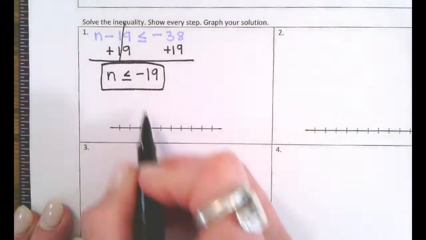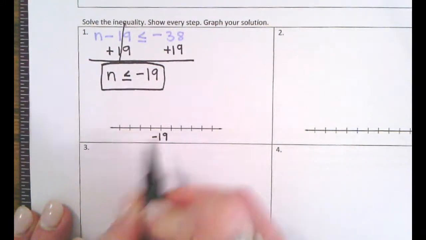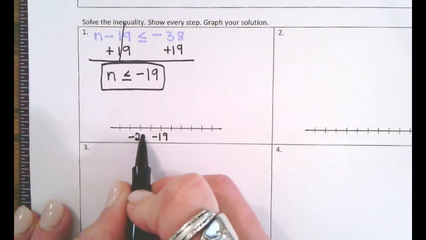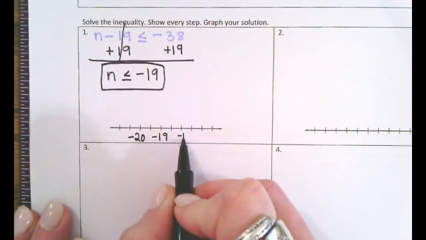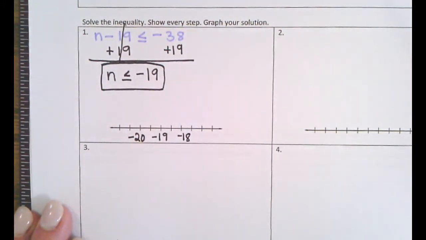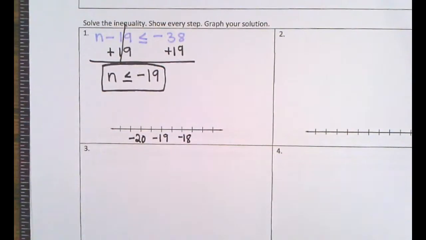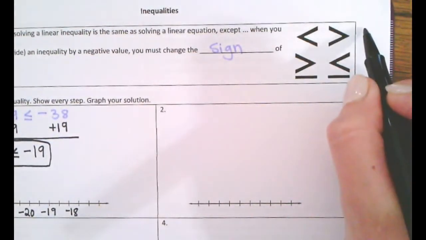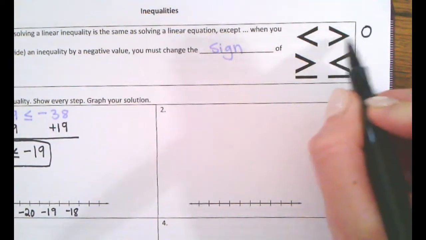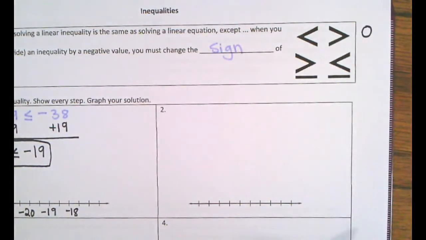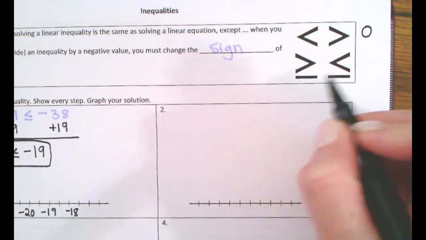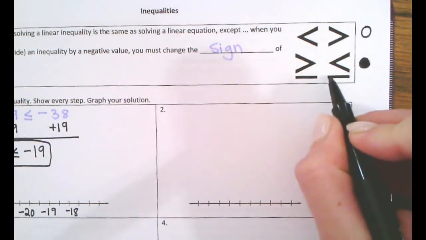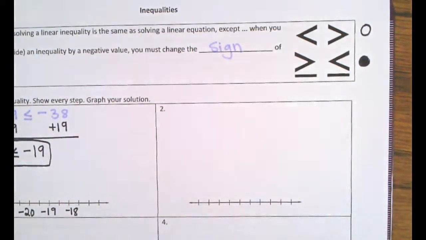So I'm going to use negative 19 as my middle number, and then I'm going to skip a space and put negative 20, and skip a space and put negative 18. Now, when we get to the actual graph of these, if it is less than or greater than, we're going to have an open circle since it's not actually equal to those numbers. But if I have greater than or equal to or less than or equal to, I'm going to put a closed circle because it's also equal to that value.